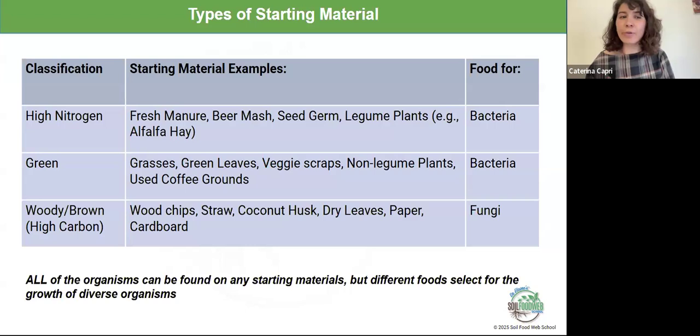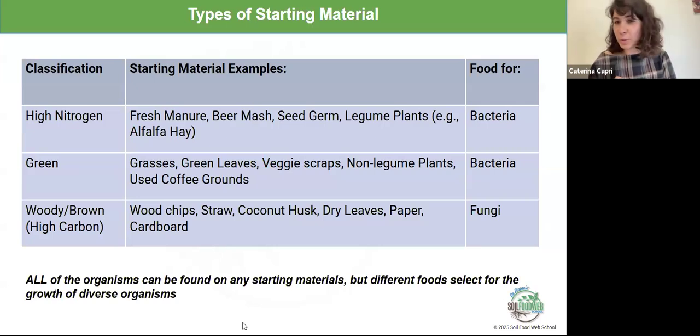As you can see here, for example, high nitrogen foods such as manure, beer mash, legumes, plants, alfalfa, and so on are very typical bacteria food. As we said before, you may remember we talked about more simple food, and that is the case. And that is similar when we think about green foods, right? Grasses, veggie scraps, and so on. Again, they have a narrow C:N ratio, which means they are easier to decompose. And so bacteria are the ones that tend to prefer this kind of food.